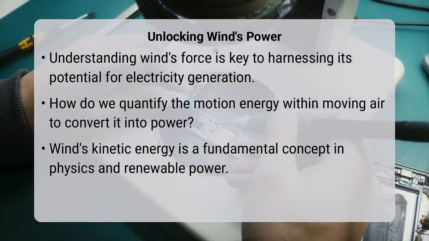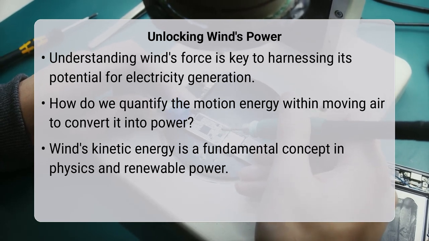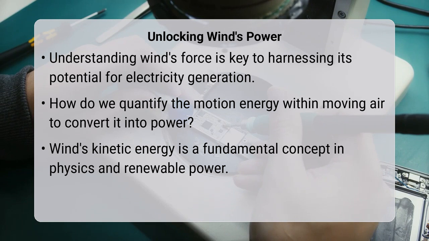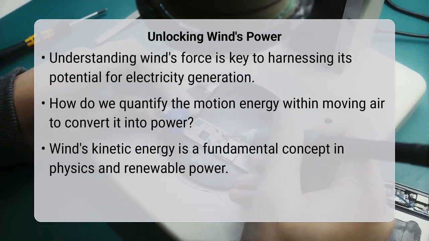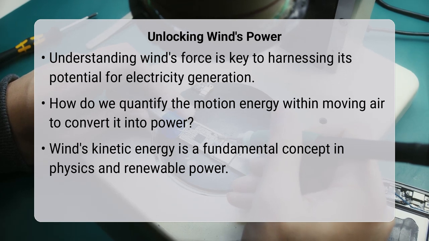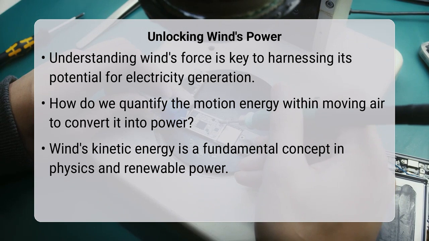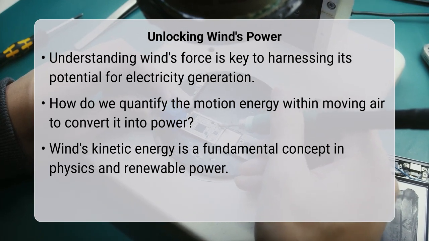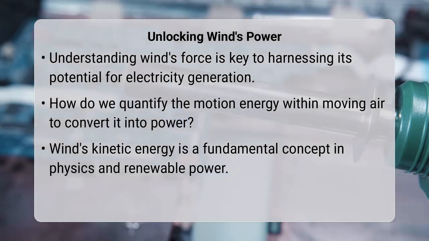The kinetic energy of wind, which represents the energy of its motion, is primarily calculated using a foundational physics formula. This formula states that kinetic energy, often denoted as E sub k, equals 1/2 multiplied by the mass of the air, multiplied by its velocity squared. So, E sub k equals 0.5 times m times v squared.